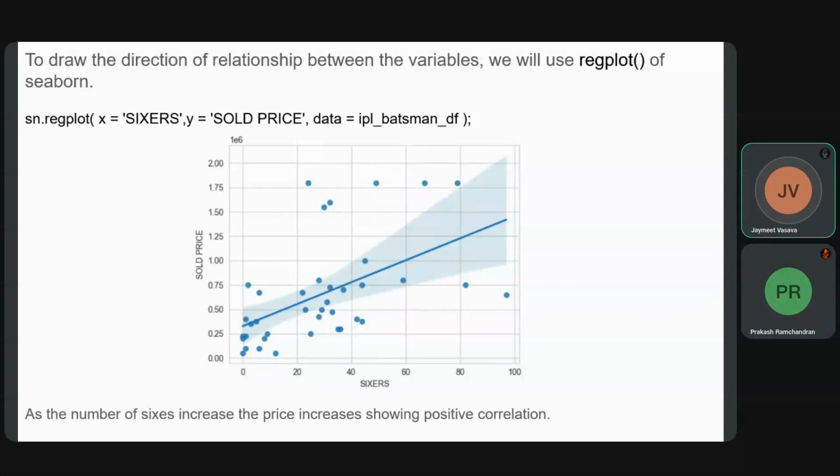You can see that it shows a positive correlation between the number of sixes and the price. Regarding the data point that I mentioned on the right-hand side of the graph, it is just one observation, but you can see that the plot still shows that the number of sixes has a positive correlation with the selling price of the player, as the line is moving from down to up.